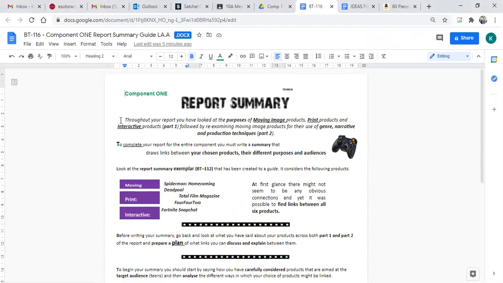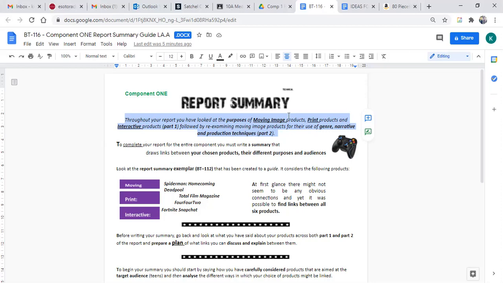So throughout your report, you've looked at the purposes of moving image products, print products, and interactive products. And then for part two, which is Learner Name B, you're going to go through genre, narrative, and production techniques for two films of your choice. But we'll come back to those later. There'll be a little report summary for those as well.